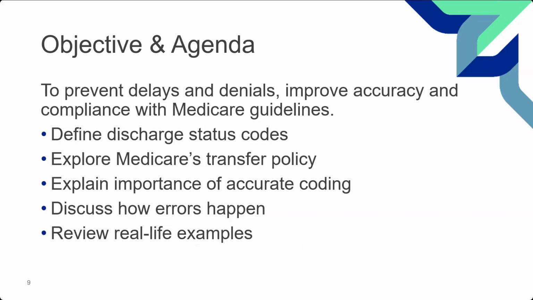Our goal for this education is to improve accuracy and compliance with Medicare guidelines. We also want to gain an understanding of how to prevent delays and denials. We'll accomplish this by defining discharge status codes. We'll be reviewing Medicare's transfer policy, explaining the importance of accurate coding, discussing how errors may happen, and then we'll round out our time together today by looking at some example situations from recent reviews.